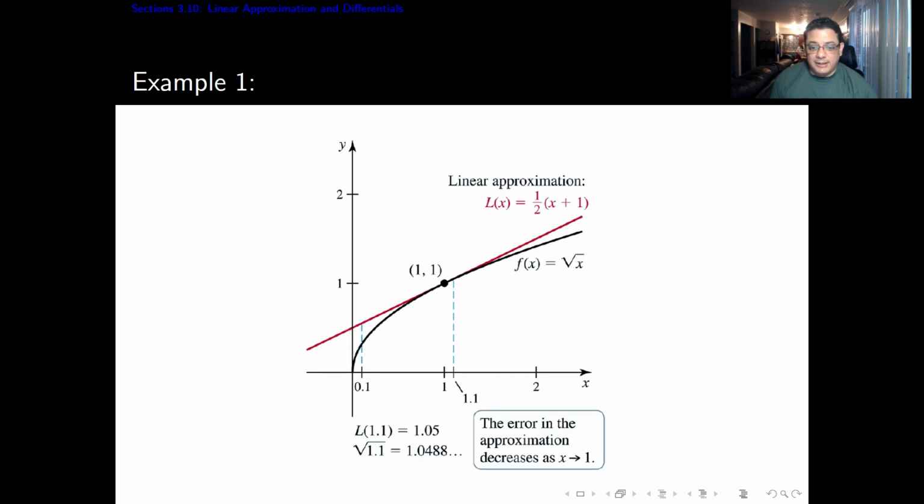In this case, our approximation is an over approximation, because notice that the tangent line is above the function. If the tangent line is above the function, we're over approximating. We're getting a value that is bigger than the value the function really has.